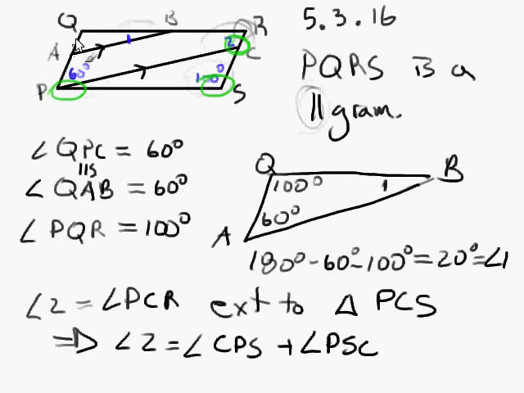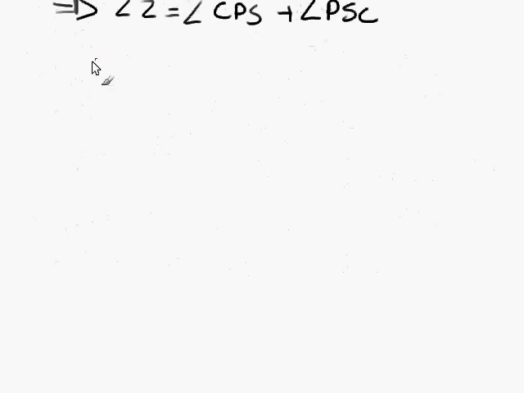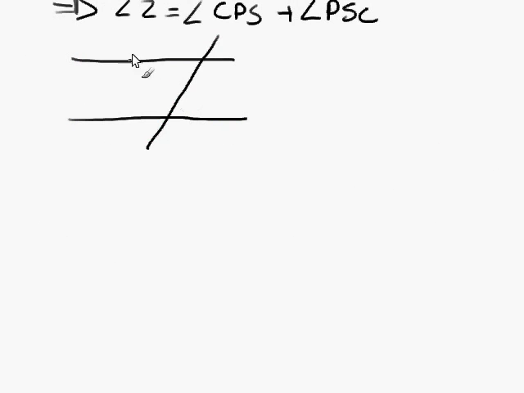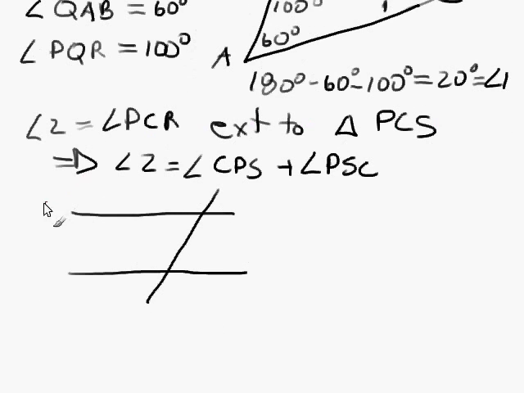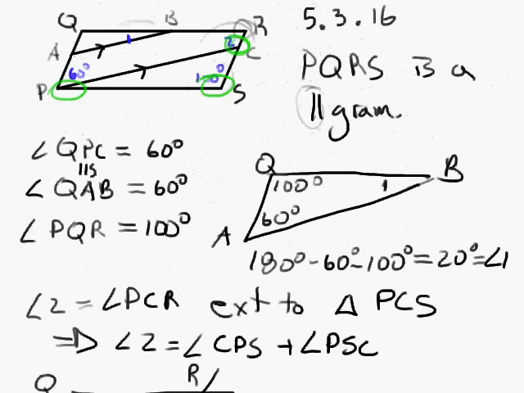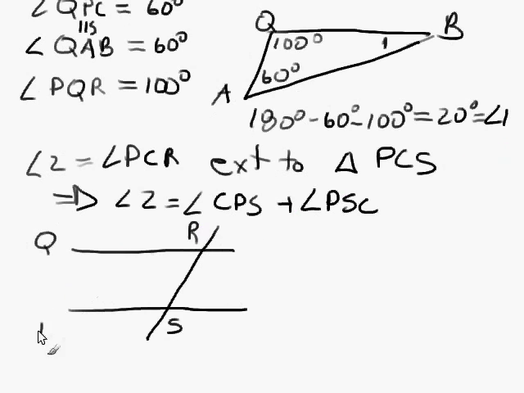So we just need to know what CPS is. And I mentioned before that this guy is going to be 80 degrees. Let's draw a little diagram here. Take a look at that. We're going to have, let's see here, parallel line, transversal, and this will be QRS, and that is P right here.